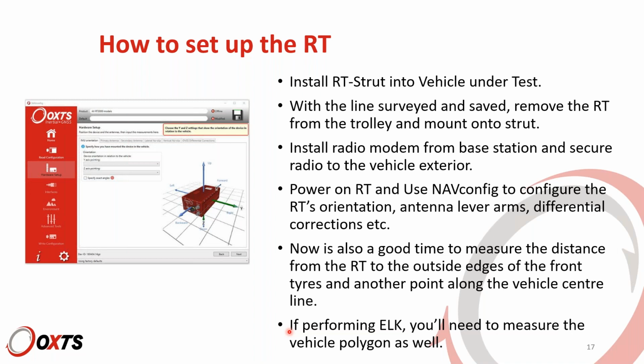So you'll want to measure the distance from the RT to the antennas and make a note of the orientation of the RT on the struts as well. The differential corrections should be left the same if it was working on the survey trolley. It should keep working in the car. And whilst you're measuring, now is a good time to also measure the distance from the RT to the outside edges of the front tires.